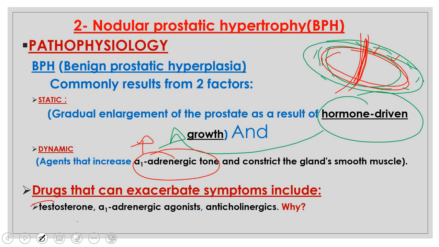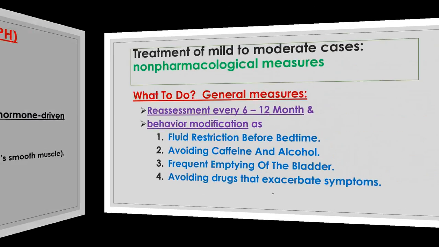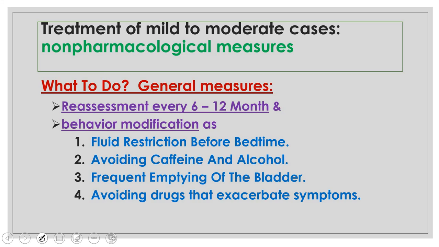But remember, these drugs should be avoided. Why? Because testosterone is steroidal in nature, and all steroids have an inbuilt vasoconstrictor property as well. An alpha-adrenergic agonist will increase peripheral resistance, and that can create problems for you. Anticholinergic drugs also create problems, leading to dryness of the mouth and some other problems, increasing the adrenergic tone.